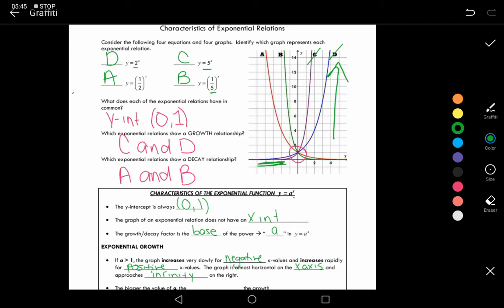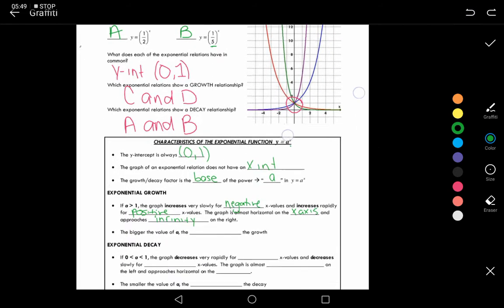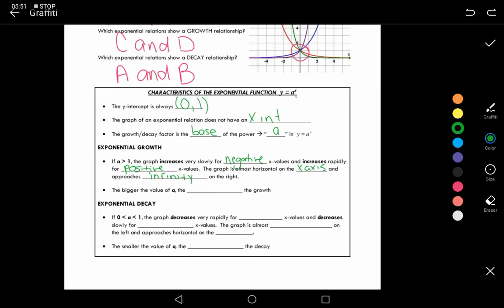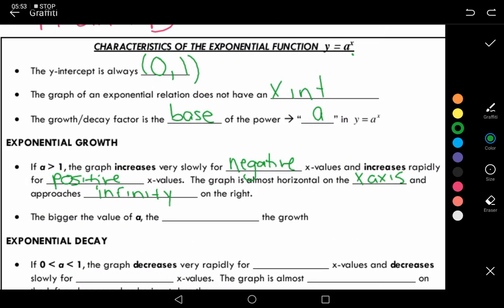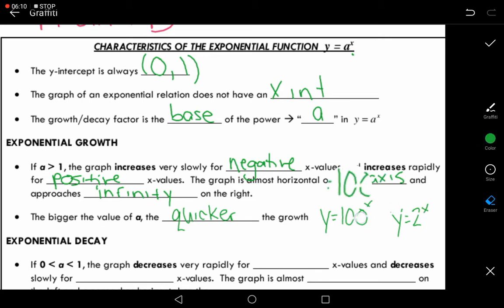Infinity is just the largest number. They're just going to continue to get larger. So the bigger the value of a, as we should know now, the quicker the growth. What that means is y equals 100^x will grow faster than y equals 2^x.